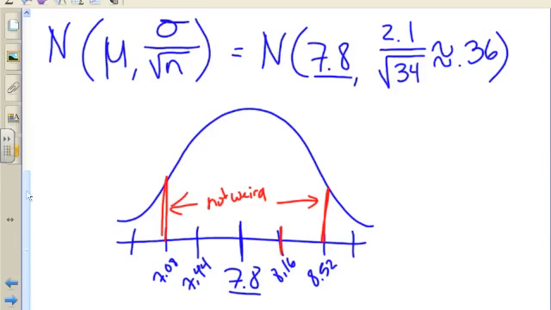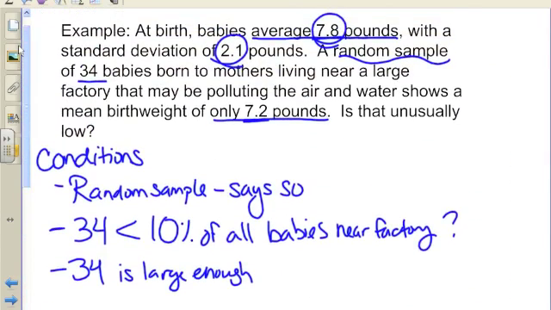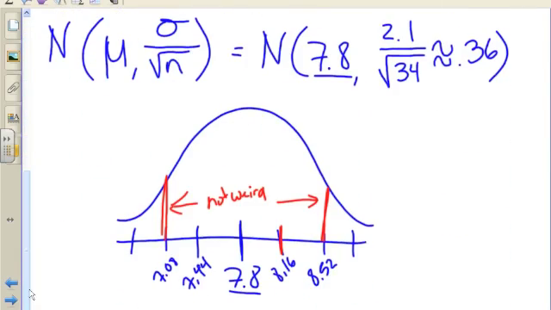All right, so let's go back and revisit the problem. It said, a random sample of 34 babies born to mothers living near a large factory that may be polluting the air and water shows a mean birth weight of 7.2 pounds. Is that unusually low? 7.2. Is that weird? So hopefully you're looking for that in the normal model. Well, 7.2, that's somewhere in here. That's not weird. So it's not the case that these women can't go near the factory or their babies are born underweight. It's not unusual.